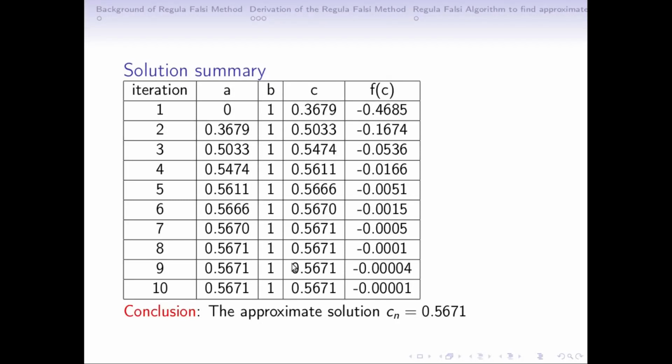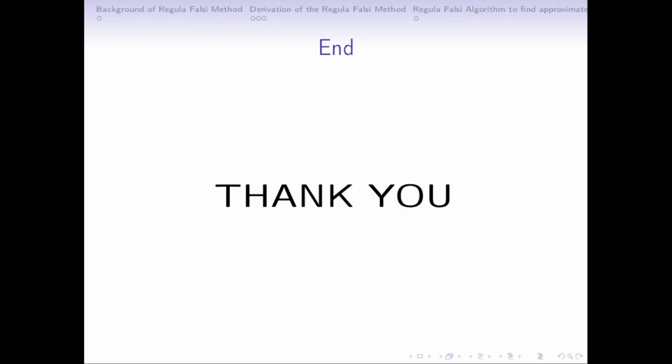Well, one thing that you have to notice is that for the regular Falsi method, one point will remain constant while the other point will keep changing. So we know that the functional value of B is constant. It's always positive. And then the functional value of A keeps changing until we happen to obtain a convergent value, which, after successive iterations, is 0.5671. So this has brought us to the end of the regular Falsi method.